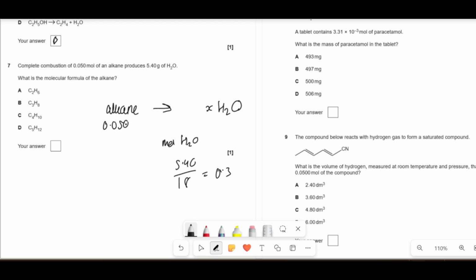So 0.05 moles of this gave us this many moles of that. 0.3 divided by 0.05 is probably going to give us what we need. If we do that, we get 6. That gives us a ratio of 6, because remember, that's the molar ratio. That's this many gives you 0.3. So that means it's a 1 to 6. So we need to think, which one of these can give us 6 H2O? That won't, because it's H5, that one won't, and that one won't, so it's got to be D. And that's how you do that.